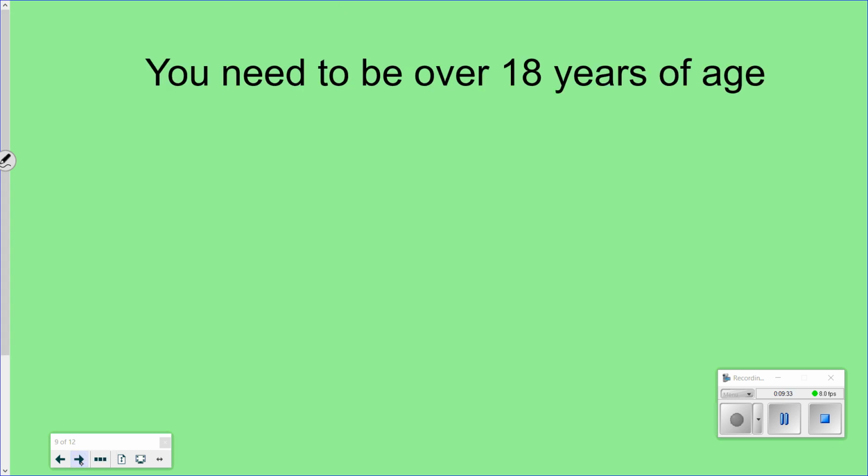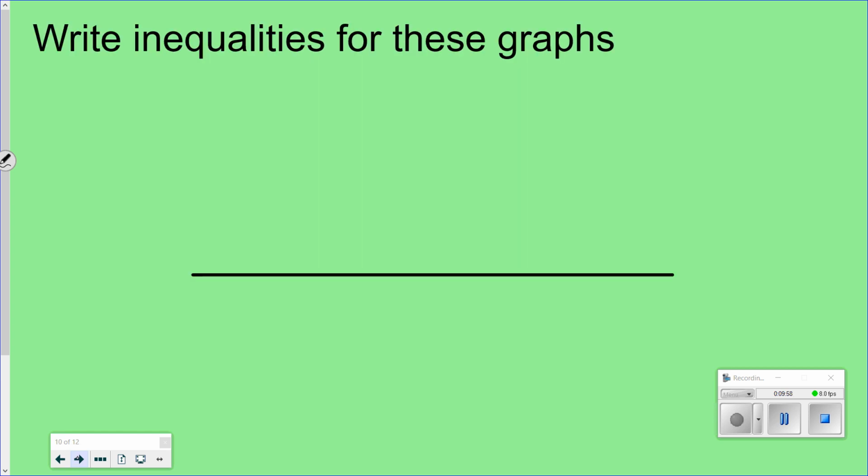Okay, you need to be over 18 years of age. This might not have a keyword in it, but you might have to think about it. So 18 on one side, x on the other side. If you have to be over 18 years of age to do something, what sign should go in the middle? If you need to be over 18, you need to be greater than 18. So greater than would be your sign there.